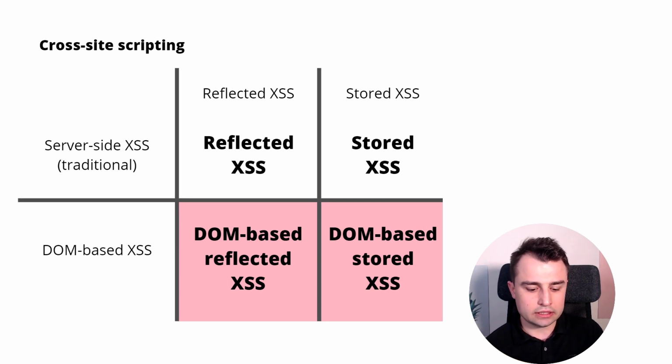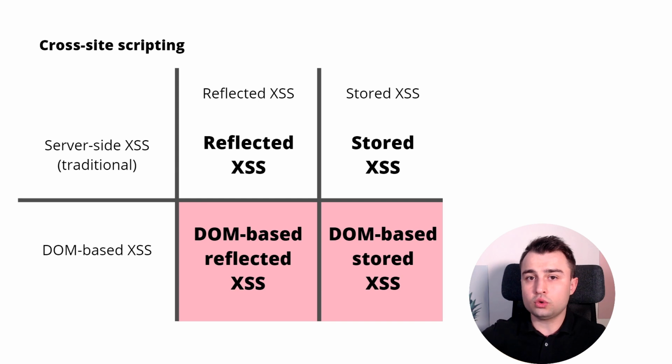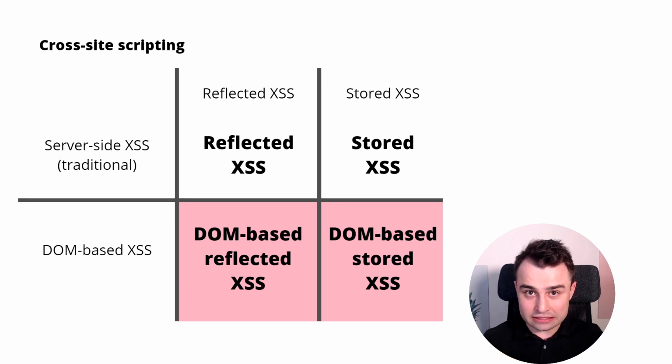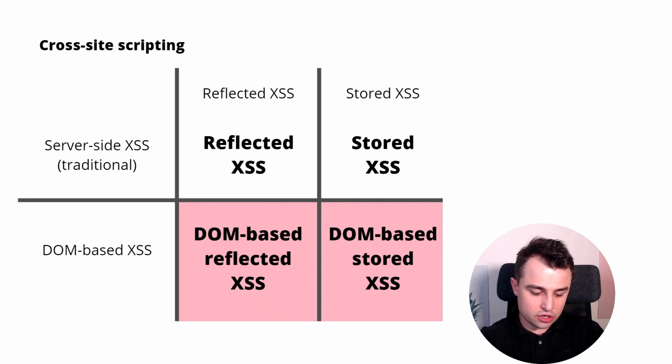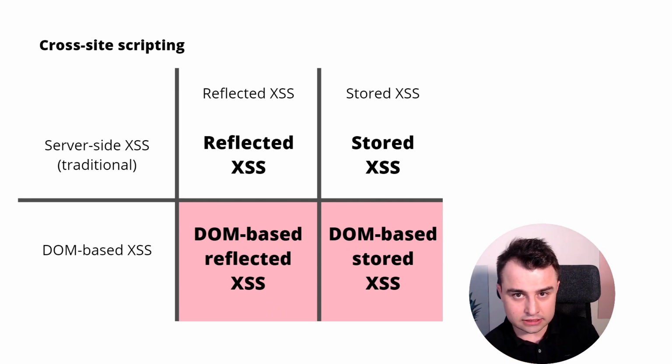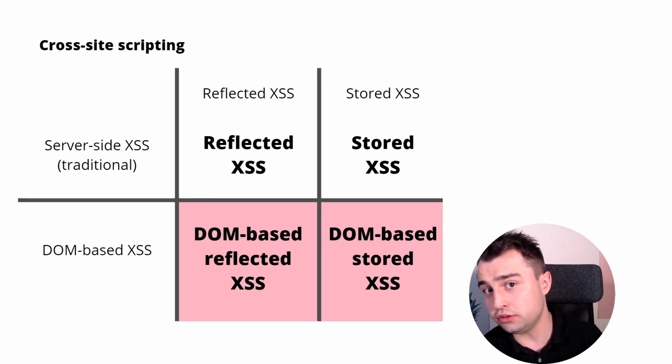And the other dimension says that this can be either reflected or stored cross-site scripting. Stored cross-site scripting is based on the fact that the malicious code is stored on your backend, like in the database, in the form of a persisted comment which contains some malicious code. Somebody then loads these comments, and this comment contains some JavaScript that can steal your cookies.